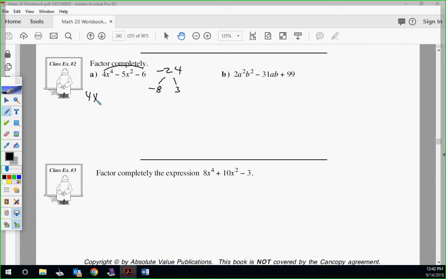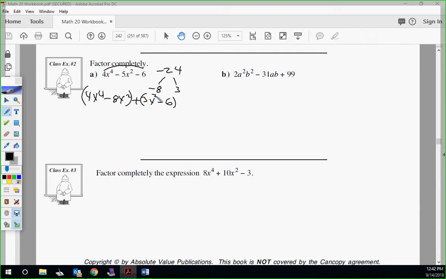4x^4 minus 8x squared plus 3x^2 minus 6. And now we factor by grouping. I actually think this is a little bit easier because, oh, that's a 3x squared. Because you kind of GCF here, it kind of gives you the answer. So you don't have to worry about as much of the stuff we did previously.